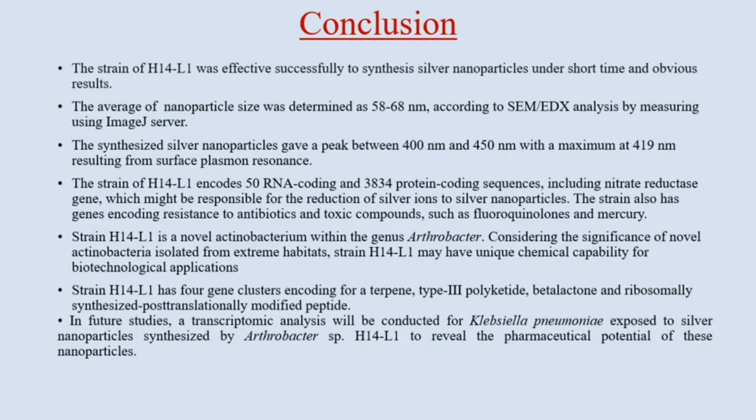3,834 protein coding sequences, including nitrate reductase genes, which might be responsible for the reduction of silver ions to silver nanoparticles. This strain also has genes encoding resistance to antibiotics and toxic compounds such as fluoroquinolones and mercury. Strain H14-L1 is a novel actinobacterium within the genus Arthrobacter, considering the significance of novel actinobacteria isolated from extreme habitats. Strain H14-L1 may have unique chemical capability for biotechnological applications.